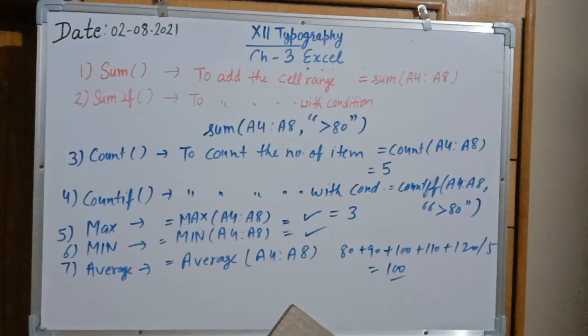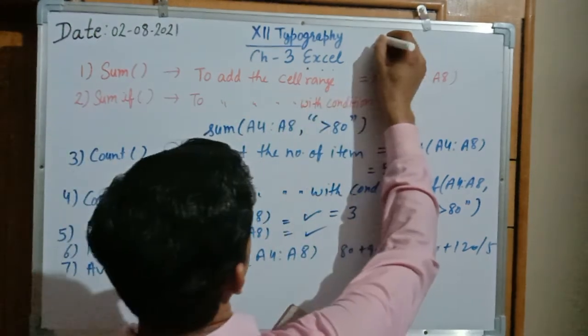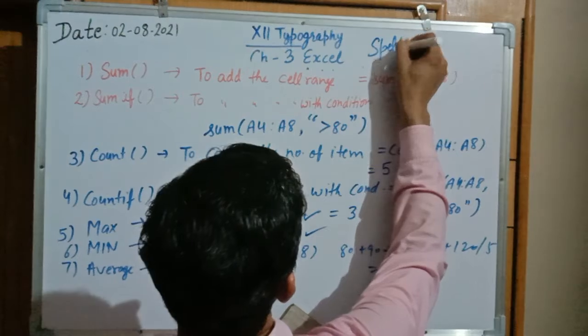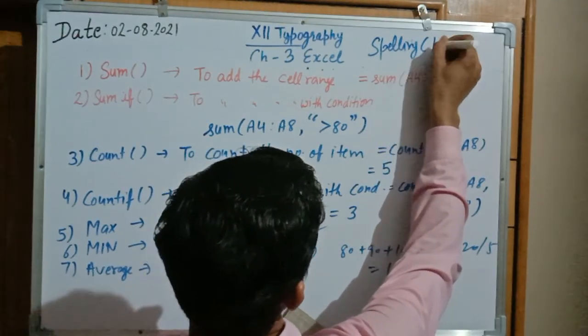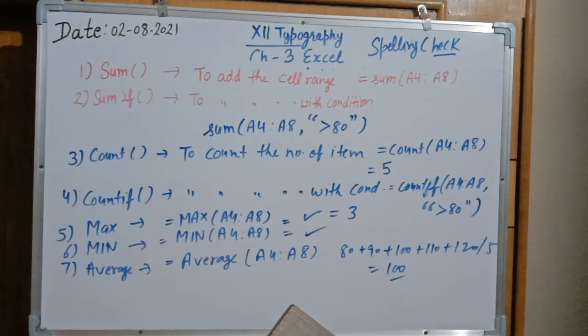So basically these functions are used in an Excel sheet when we are calculating any formula. Afterward, we have one more point, that is spell check. What do you mean by spell check? To check the spelling or grammar. That is the concept of spell check, which can also be performed in Excel. It can be performed in a worksheet, and it can also be performed in PowerPoint.